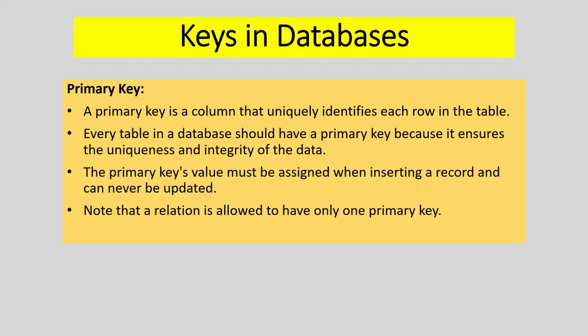And note, a relation is allowed to have only one primary key. For example, in the customer table, you have customer ID as well as email, but you can't put both of them as a primary key. You can only choose one. So we basically use customer ID as a primary key.